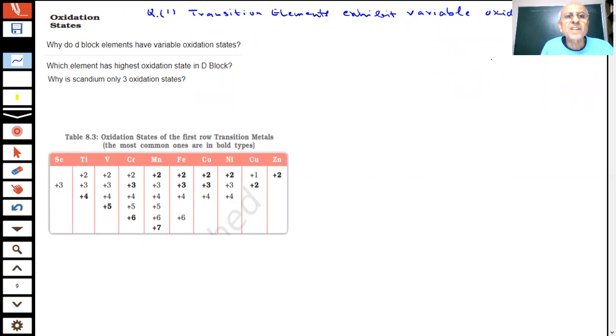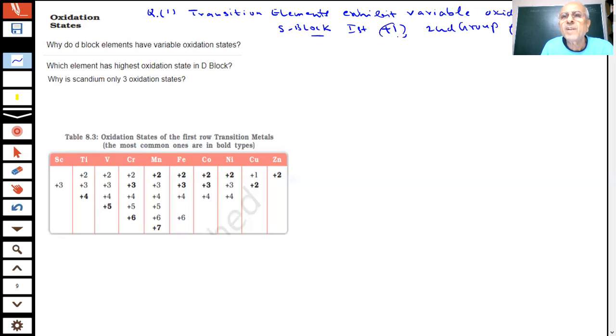First question before us on the screen. Why do D block elements have variable oxidation states? This question has been asked many times in the paper. Now, what is our answer, students? What do you mean by variable oxidation state? If you have S block elements, the first group element, what was the oxidation state? +1. Second group element, +2.